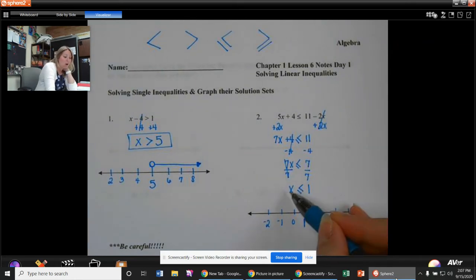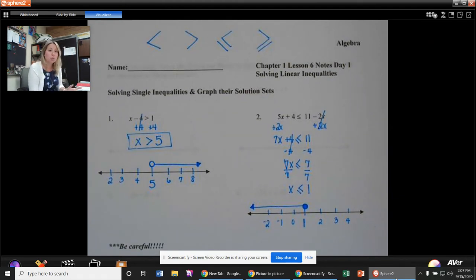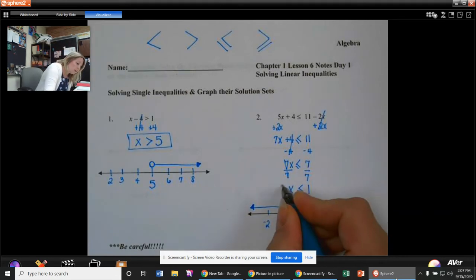And now all my x values have to be smaller than 1. So that means cover 0 and -1 and -2 and -3 and all the way to negative infinity this direction. That's how I'm visually representing the infinite number of numbers that make this inequality work. Okay, my answer is x is less than or equal to 1.